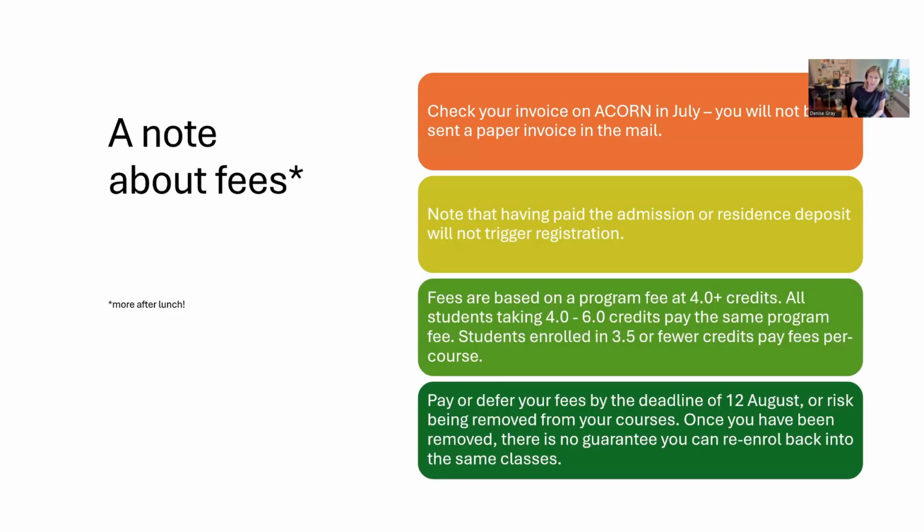Okay, a note about fees. Check your invoice on Acorn in July. You won't be receiving a paper invoice in the mail. Note that if you paid an admission deposit or a residence deposit, that's not what we use to trigger registration. You still have to pay that 50% of your total academic fees. That's what will trigger registration. Your fees are flat fees based on a program fee of 4 credits or more. I know that Daniela talks about this in the Money Matters presentation, so check out that video as well. And then don't miss the deadline by August 12th.